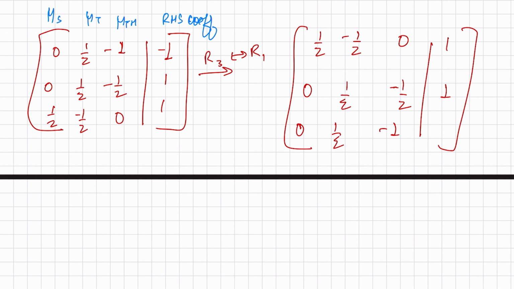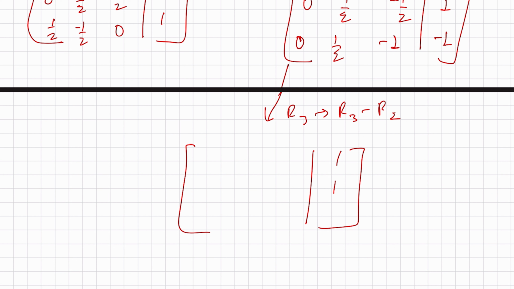Okay, the next step we do row 3 is row 3 minus row 2. So this becomes equal to 1, 1, half, minus half, 0, 0, half, minus half. And you subtract this 1, so it becomes 0, this becomes 0, and this becomes equal to minus half. This becomes equal to minus 2.